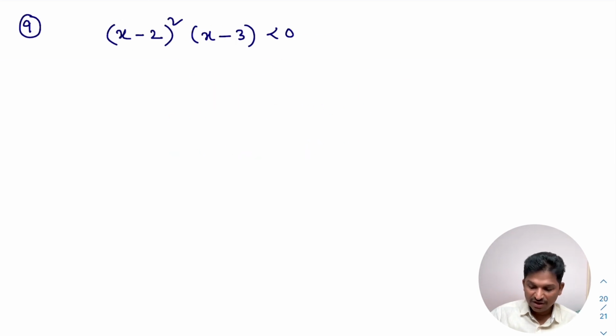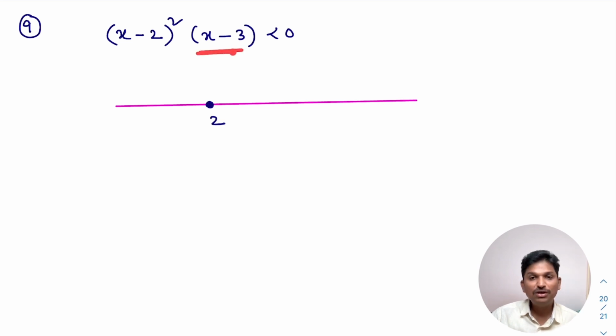You see here, x minus 2 whole square into x minus 3. Here x coefficient is 1 only. So directly we'll mark the number line. Now equate this to 0, you will get x equal to 2. Mark 2. Equate this to 0, you will get x equal to 3. Mark 3 on the number line. Now in the rightmost corner plus. You see here this 3 is coming from this, right? What power is there? Odd power is there. When odd power is there, the sign changes. This plus changes to minus.